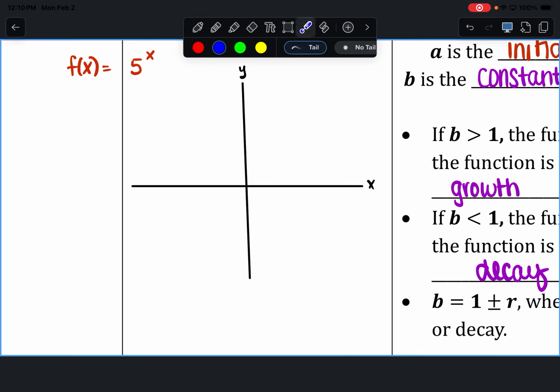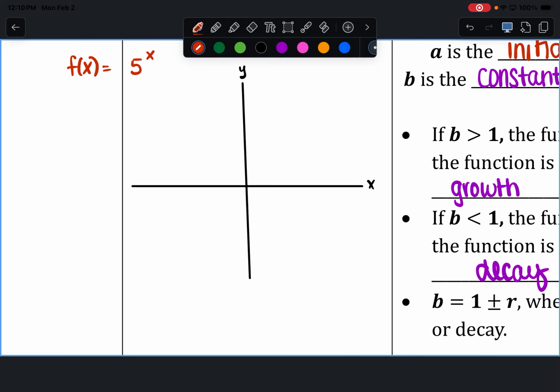Now, this does not have an a. What is the only value a could be so that when we multiply it by 5, it doesn't change? 1. This is like we have 1 times 5 right there. That's technically what's there. Okay, what I want us to do real quick is plug in some different things into our calculator and see what we get.